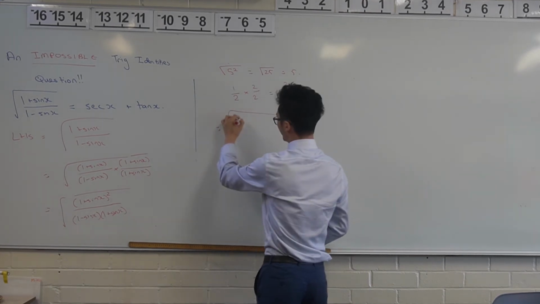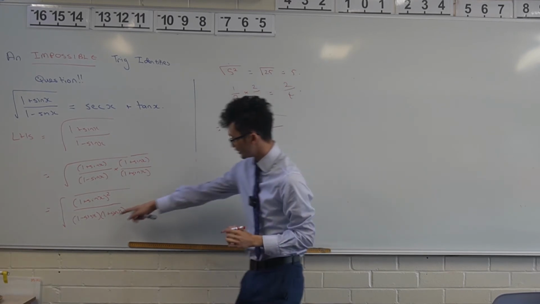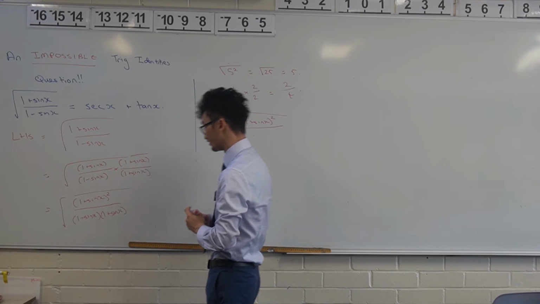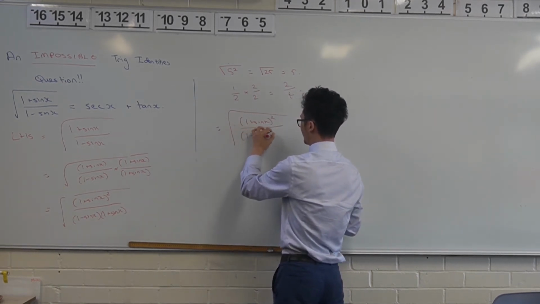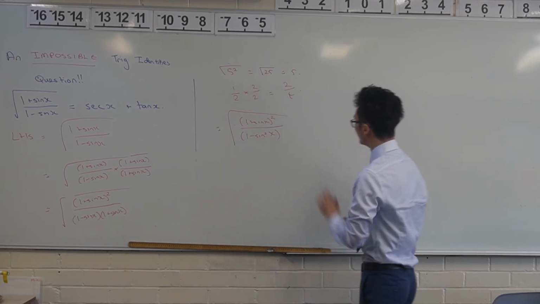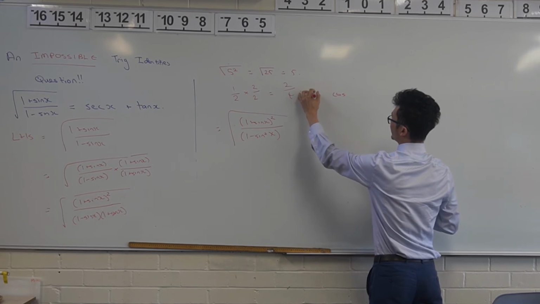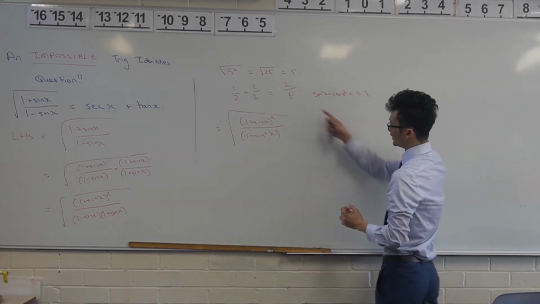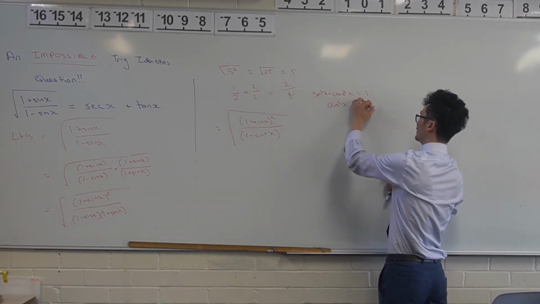I'll continue on over here. That actually just becomes 1 plus sine x all squared over here. And the denominator, if you expand it all out, will be 1 minus sine squared x. Now that's not a square in and of itself, but it is part of the Pythagorean identity: sine squared x plus cos squared x is equal to 1. And you can rearrange this so that cos squared x is equal to 1 minus sine squared x.